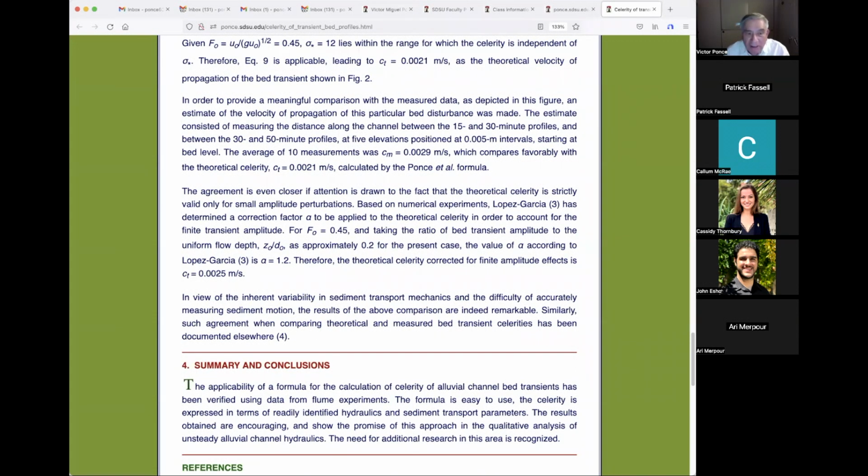1977, 78. And he said, well, if you have large perturbations, then you can apply a correction coefficient, and he gave us the correction coefficient. So long story made short, our 0.0021 converts through the correction of Lopez Garcia to 0.0025, which is within 10%, 15% of the actual measurement.